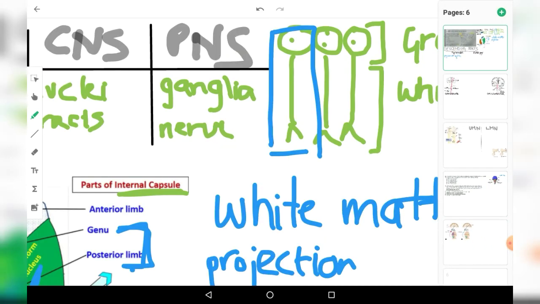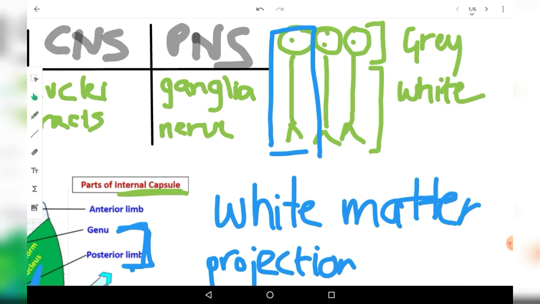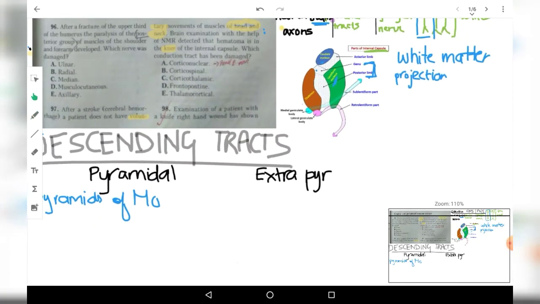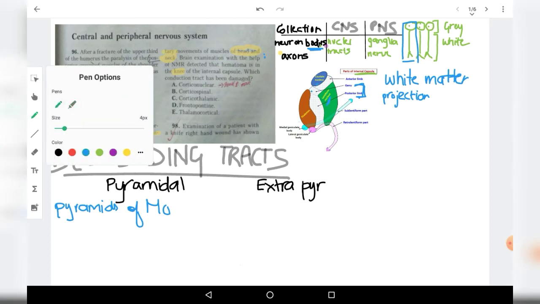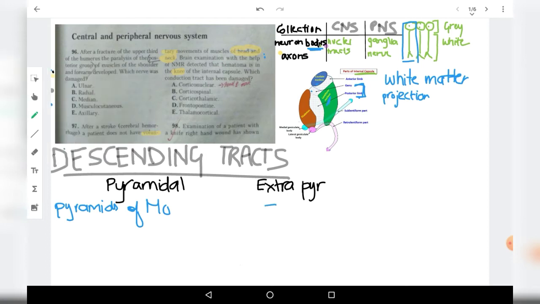So let's come back to this. The pyramidal tracts are called so because they pass through the pyramids of the medulla oblongata. Now, in fact, we'll see that only one of the pyramidal tracts passes through the pyramids of the medulla oblongata. Extra means not in the pyramidal. So extrapyramidal tracts do not pass through the pyramids of the medulla oblongata.